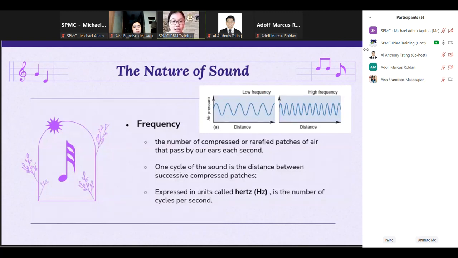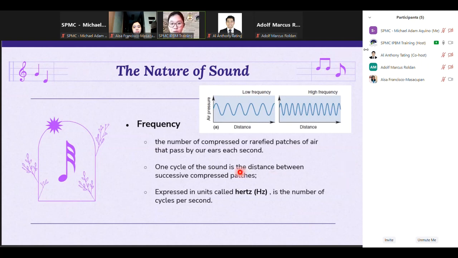So a concept that you have to know about sound is frequency. So frequency is the number of compressed or rarefied patches of air that passes by our ears each second. So one cycle of a sound is the distance between successive compressed air patches. So between this point up to this point. So this is expressed in units called hertz. So hertz is the number of cycles per second.